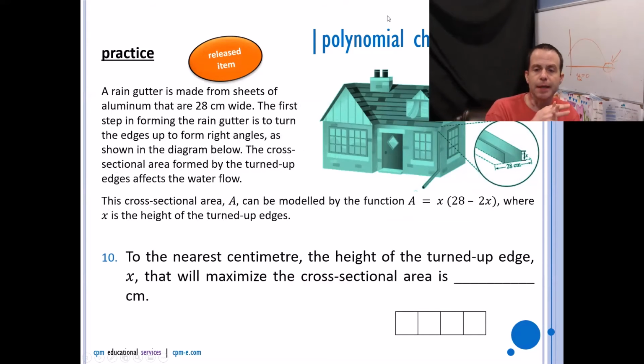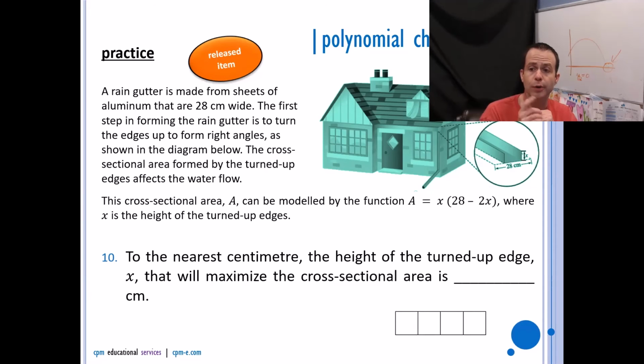A rain gutter is made from sheets of aluminum that are 28 centimeters wide. The first step in forming the rain gutter is to turn the edges up to form right angles, as shown in the diagram below. The cross-sectional area formed by the turned up edges affects the water flow. The cross-sectional area A can be modeled by the function A equals x times (28 minus 2x), where x is the height of the turned up edges. So A is my y, x is my x. To the nearest centimeter, find the height of the turned up edge x that will maximize the cross-sectional area.